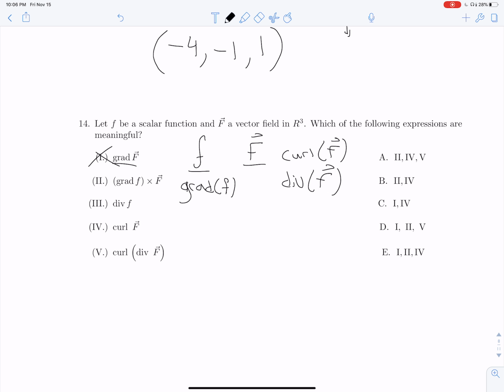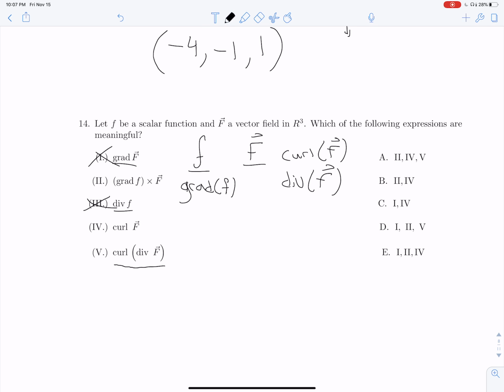So that's no good. Can we take the divergence of a potential or scalar function? No, we can only do that to a vector field. So that's also out. Can we take, this is the one that really bugged me, the curl of the divergence of F? So a nice little factoid, the divergence of the curl of F is always 0. But the curl of the divergence of F isn't even 0 because it doesn't make sense.